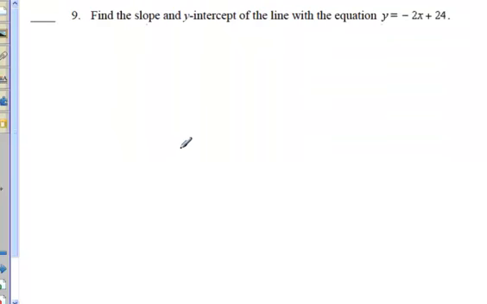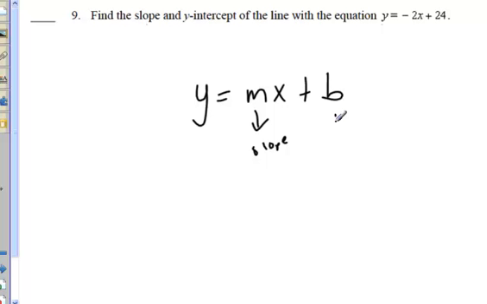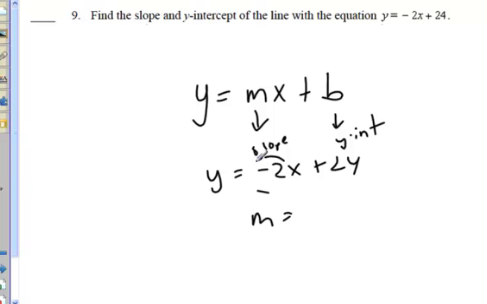Find the slope and y-intercept of the line with the equation y equals -2x plus 24. Well, we know that if a line has an equation in slope-intercept form, that m is your slope, b is your y-intercept. Okay? Well, this is in that form. y equals -2x plus 24. So the slope is the number in front of the x, -2, and the y-intercept is the b, which is 24. This wasn't a multiple choice question.